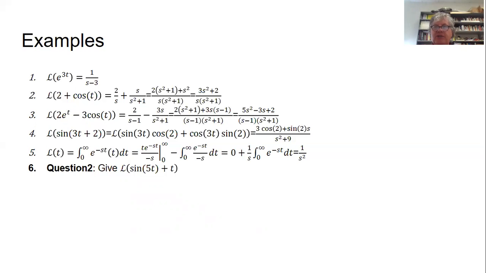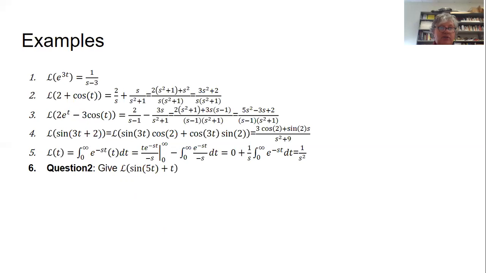You might ask, why am I doing that? Well, really, you're going to be doing the inverse of that. So what's going to happen is you're going to be given some rational function, and then you're going to have to split it up. You might remember that means partial fractions. And once you have it into its parts, you can then figure out what it was the Laplace transform of.